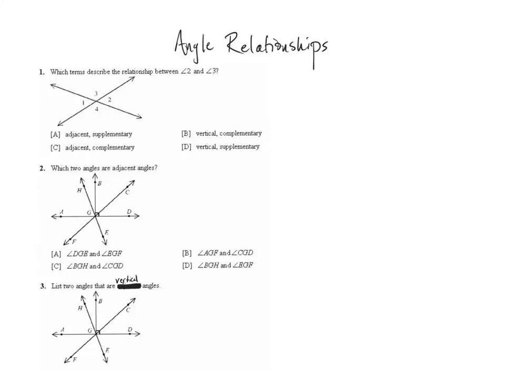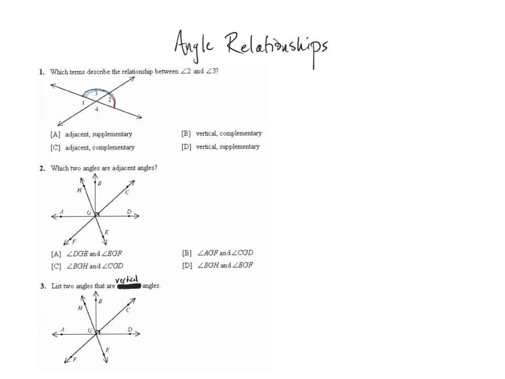In this video, I'm going to show you some problems that use angle relationships. So in the first problem, it says, which terms describe the relationship between angle 2 and angle 3? Here is angle 2. Here is angle 3. And you'll notice that angle 2 and angle 3 combine to equal this large 180-degree arc right here. Two angles that combine to equal 180 degrees are known as supplementary angles.